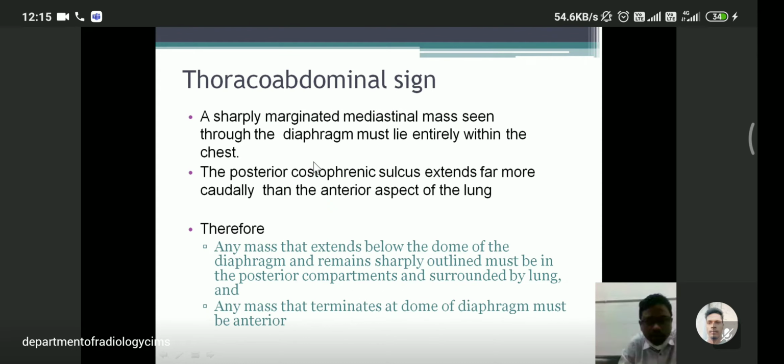Next is the thoracoabdominal sign. It means a sharply marginated mediastinal mass, if seen through the diaphragm, must lie entirely within the chest. Anatomically, the anterior aspect of the lung is more cranial, and the posterior costophrenic sulcus extends far more caudally.